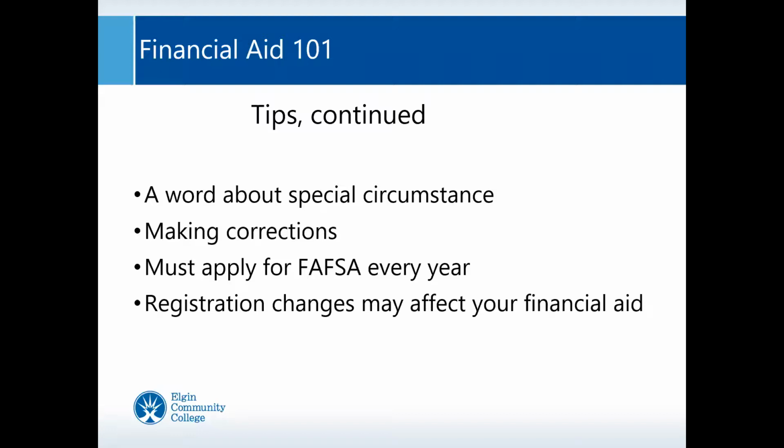If you make a mistake on your FAFSA and need to make a correction, contact the financial aid office if you need assistance. Keep in mind, students must apply for FAFSA each year and many scholarships as well. Make sure you do so early and know the deadlines for any required forms or documents. Your financial aid can change every year depending on the information you provide on your FAFSA.